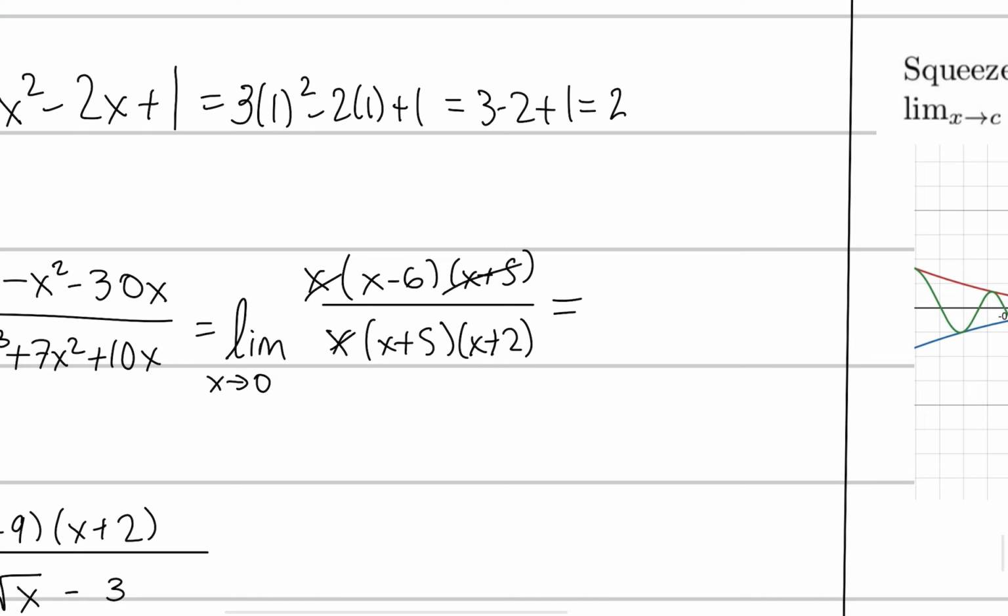The x's cancel out, the x plus 5 cancels out, and you just get the limit as x approaches 0 of x minus 6 over x plus 2. And finally, here's where, like I said, you just plug it in at the very end, minus 6 over 2, minus 3.